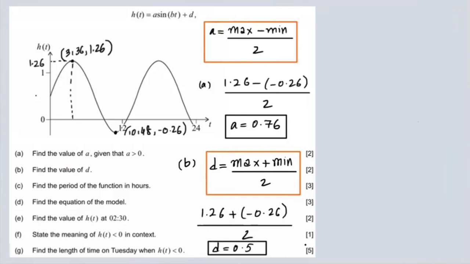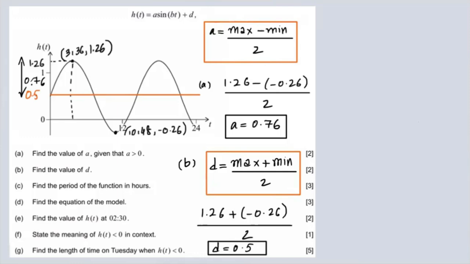There we go. Another way of finding the amplitude is, once you have your midline, which in this case is 0.5, you can simply find the difference. 1.26 minus 0.5 is going to be 0.76, which is the amplitude of the wave. How high and low above the midline the wave travels, right?